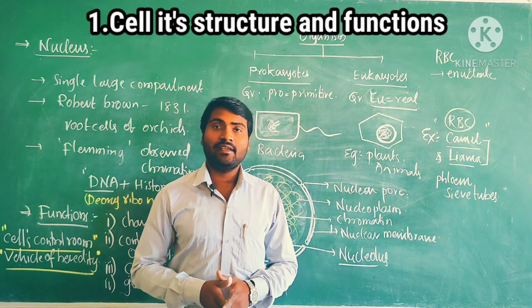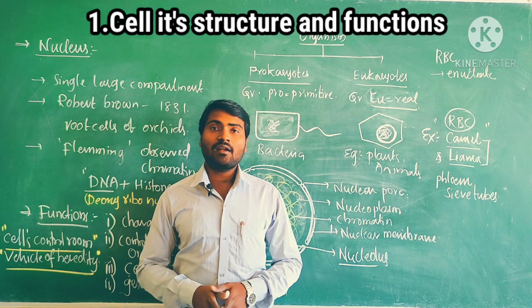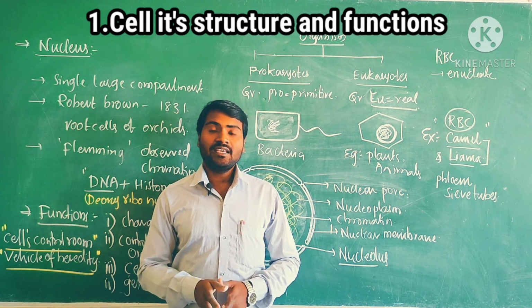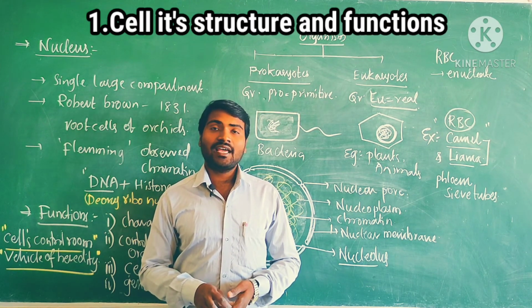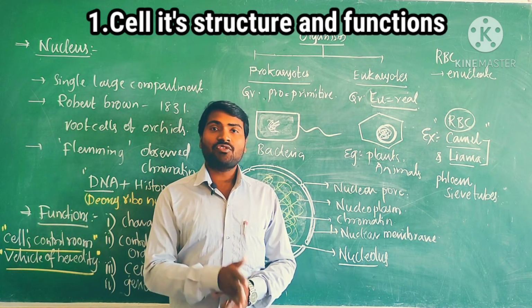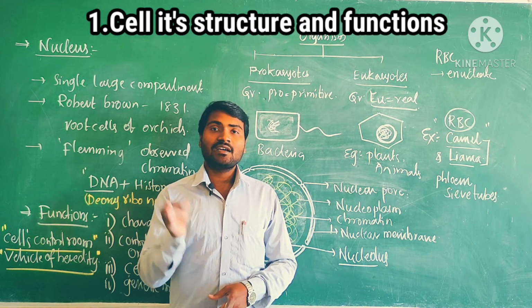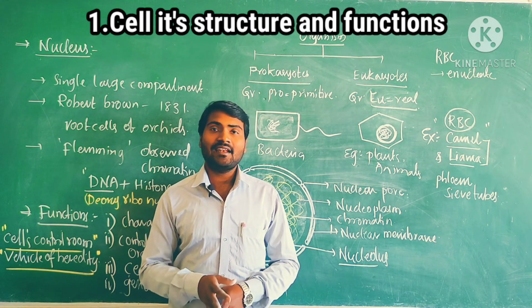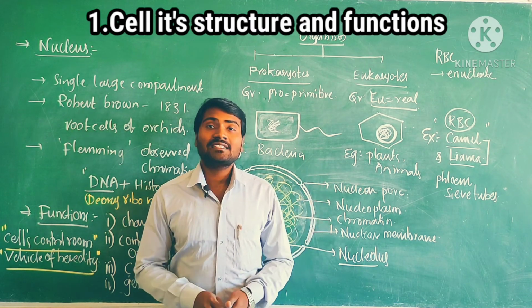of heredity. One more point we have to remember: one of the famous scientists, his name is Schleiden. You know that cell theory was proposed by Schleiden and Schwann. One of the proponents of cell theory, Schleiden, called this nucleus the cytoblast.